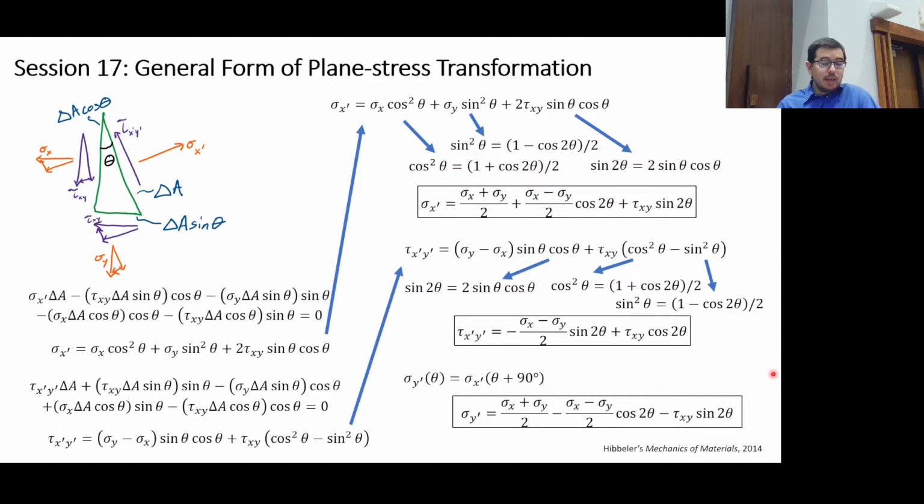And we've done a lot of this in the last assignment in Python, where you use this trial and error method. It's not really completely random, right? We're putting in ranges of angles between 0 and 180 degrees, and we're looking at the resulting sigma x prime, sigma y prime, and tau x prime y prime.